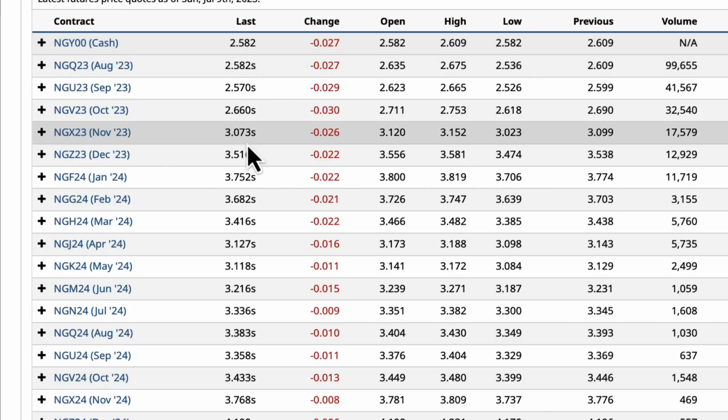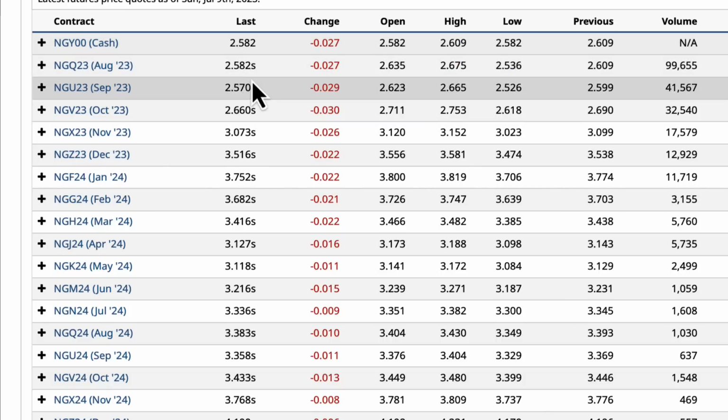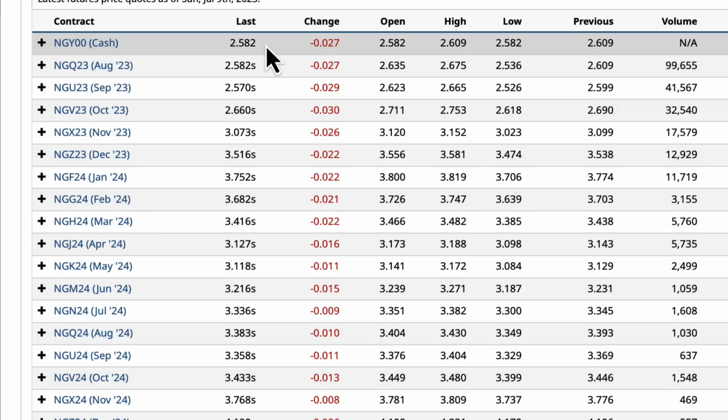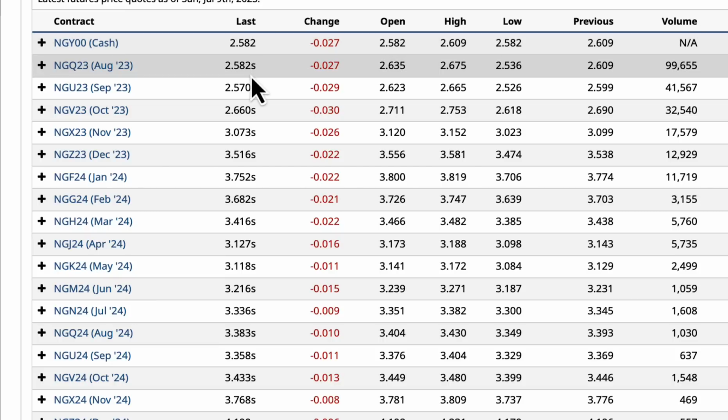So let's go through this very quickly. The spot price currently is at 2.58. I'm going to round it off to 2 decimal places. Then we've got August, the one I'm trading right now on Black Bull, also at 2.58. So the spot price and the August futures are normally pretty much identical. And then moving forward into September, now this is the interesting part.